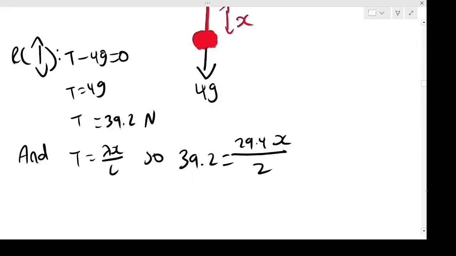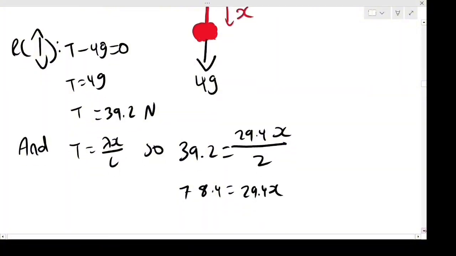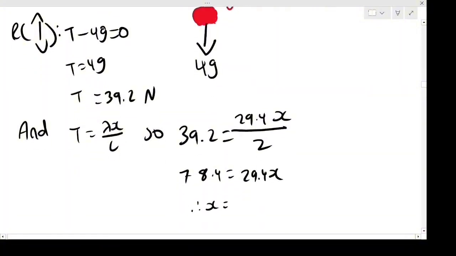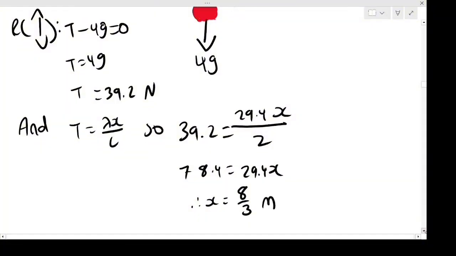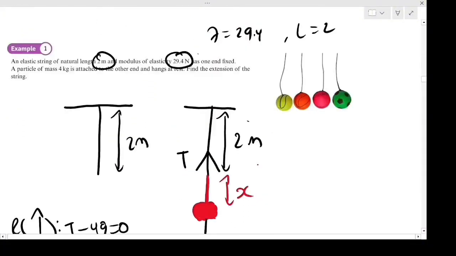So 78.4 is going to be 29.4x. Therefore x is going to be 8 over 3 meters. So there we are. That's my extension of the string. This extra bit in red, the extra part of the string, is 8 over 3, which happens because the string is being extended or stretched down.